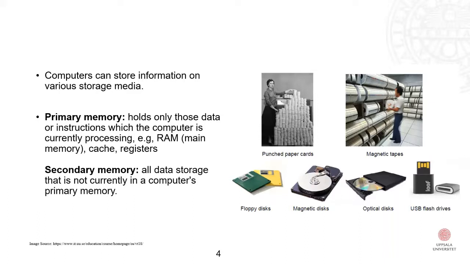Secondary memory is all data storage that is not currently in a computer's primary memory. All storage that is attached to your computer and saves the data permanently. So the data that is written to secondary memory, for example, on hard drives or CDs, DVDs, magnetic tapes will not be deleted even if you turn off your computer. But the data which is stored in primary memory, for example, your RAM, will always be deleted as soon as you turn off your computer.